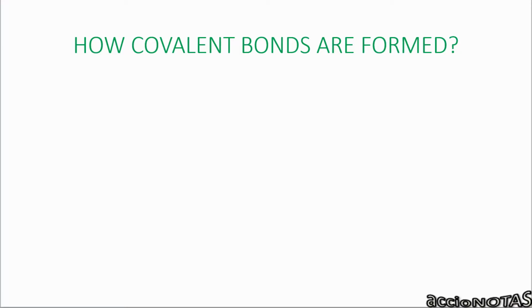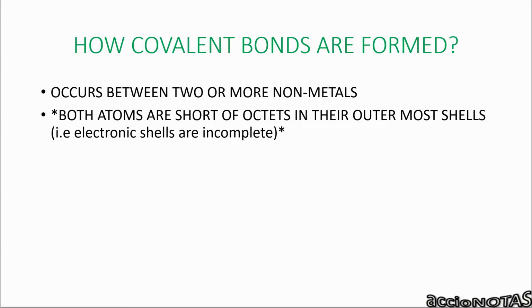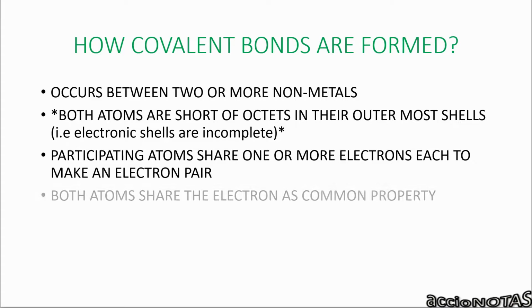How are covalent bonds formed? It occurs between two or more nonmetals. Both atoms are short of octets in their outermost shells, that is, electronic shells are incomplete. Participating atoms share one or more electrons each to make an electron pair. Both atoms share the electrons as common property.